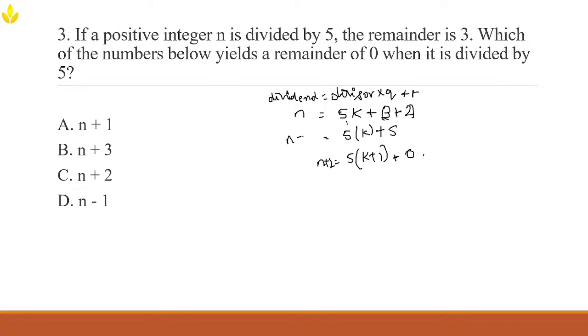That means from the LHS and the RHS, on both sides we are adding 2. So what is the required number we got now? That is option C, that is nothing but n plus 2 here. So this is the required answer.